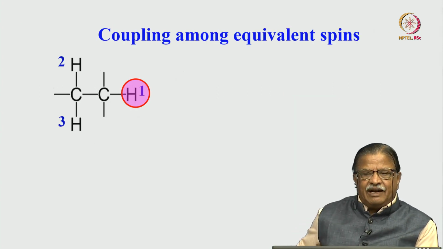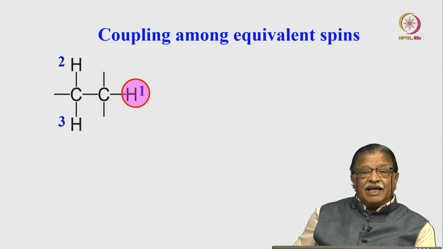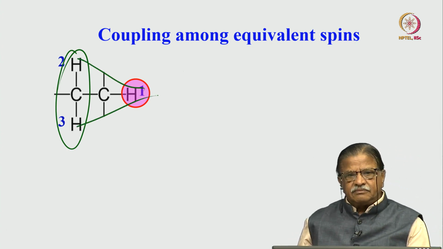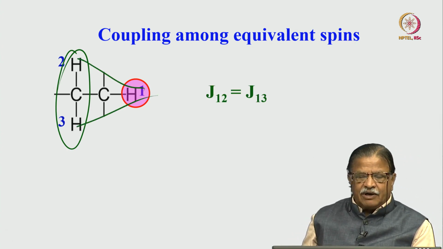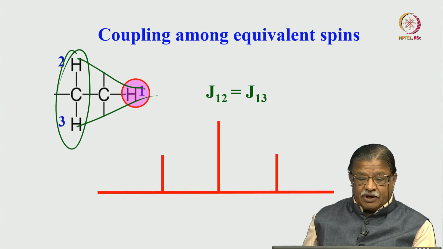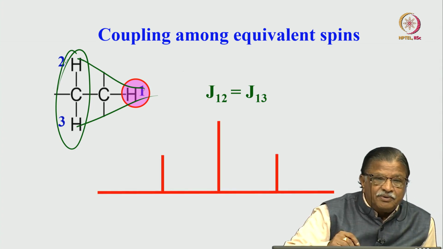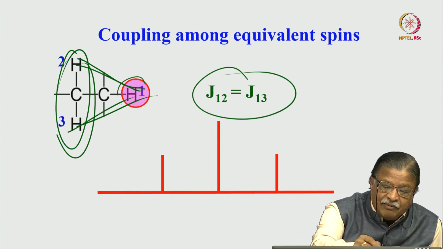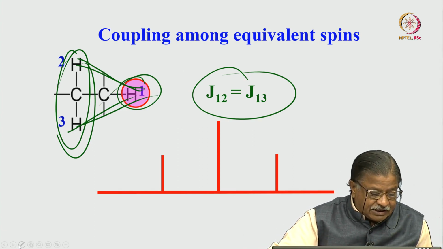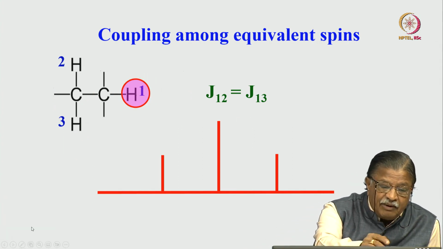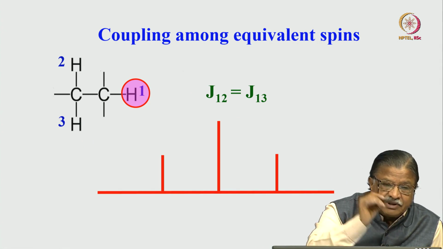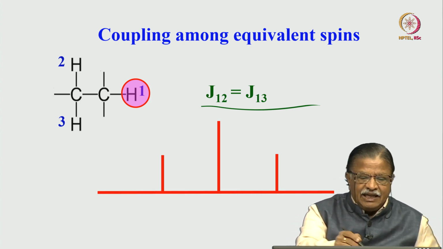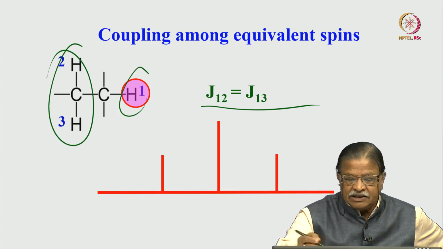Now we have equivalent couplings, equivalent spins. Consider equivalent spins such that not only the chemical shifts are the same, but the couplings to this and this are the same. For example, I look at one proton coupled to two other protons, J12 is equal to J13. Please understand this, I am looking at proton 1, which is coupled to 2 and to 3, with J12 equal to J13, the coupling is identical. Then this will become a triplet because of the 2n+1 rule.